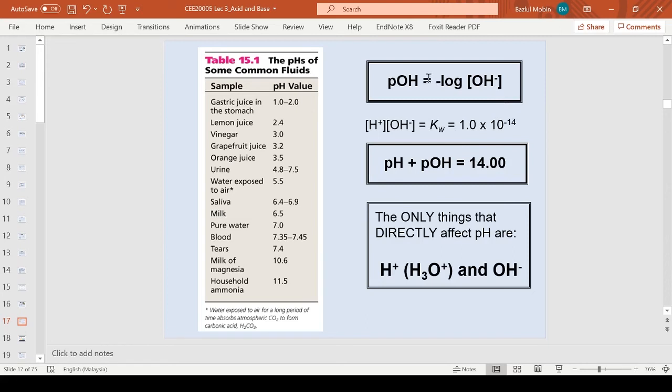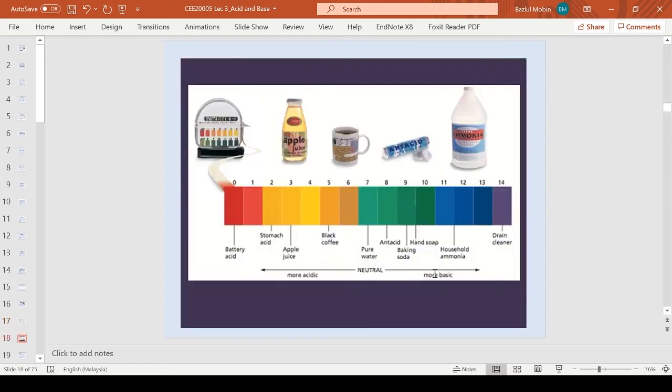pOH is the same way, the negative log of the hydroxyl ion concentration. And Kw is the product of the hydrogen ion and hydroxyl ion molar concentrations, which at 25 degrees is always 10⁻¹⁴, and the pH and pOH total 14.